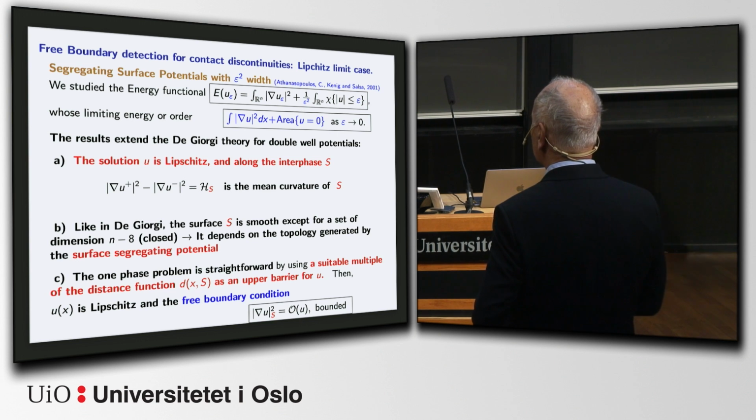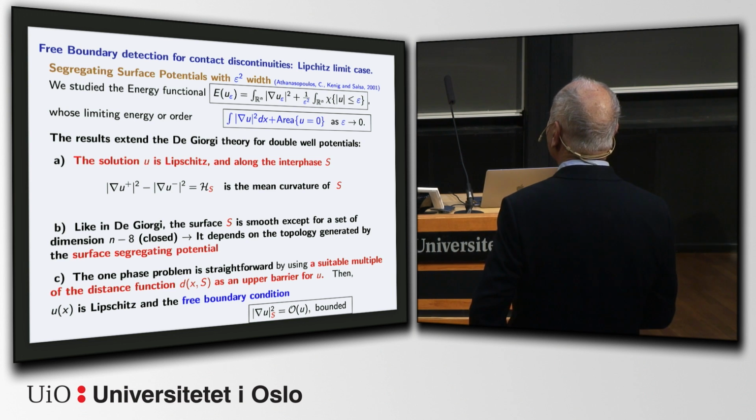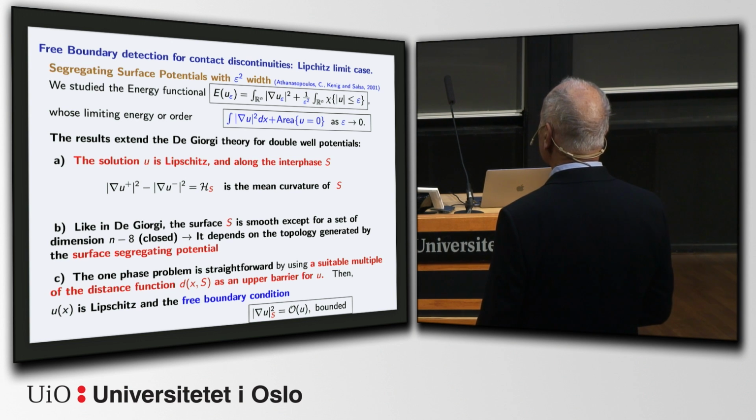Then there is a Giorgi example, where the surface S is smooth except for a set of dimension n-8. And I never knew very well why this was n-8, but this is what Giorgi wrote at this time, right? And so as I said here, it depends on the topology generated by the surface segregation potential. Okay, so this is nice, classical, the Giorgi theorem.